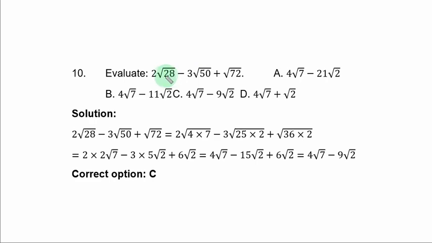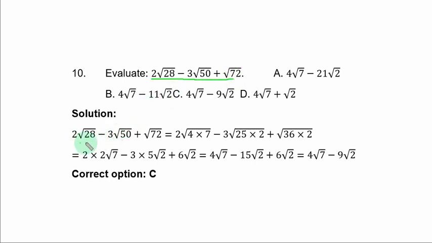Question 10. Evaluate 2 root 28 minus 3 root 50 plus root 72. Now, one thing about addition and subtraction of surds is that you can only add or subtract similar surds. So going by that, at this step you conclude that you cannot add or subtract. You don't start with that. You have to ensure that the given numbers are expressed in simplest form. Now in 28, you look for one of the factors that is a perfect number. The same thing you do for 50 and 72.